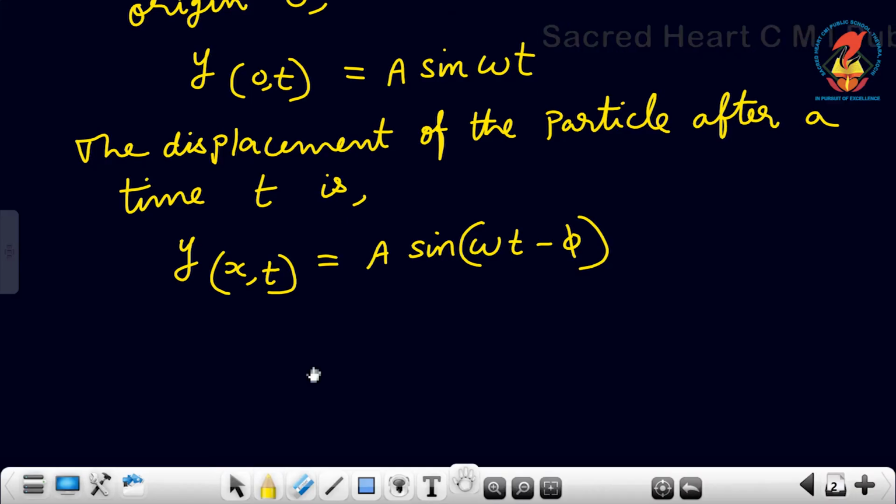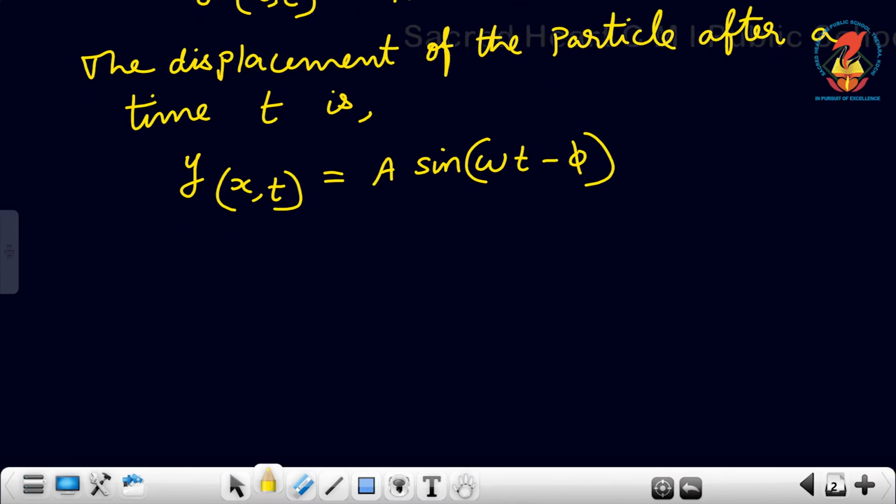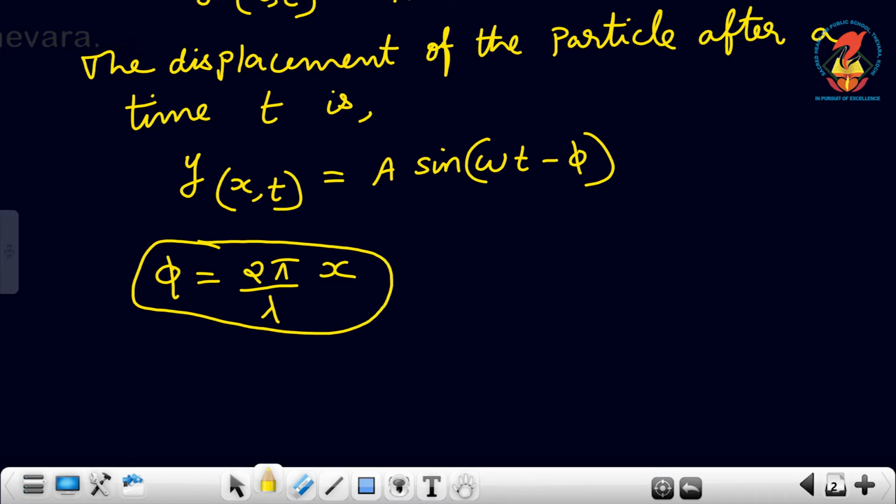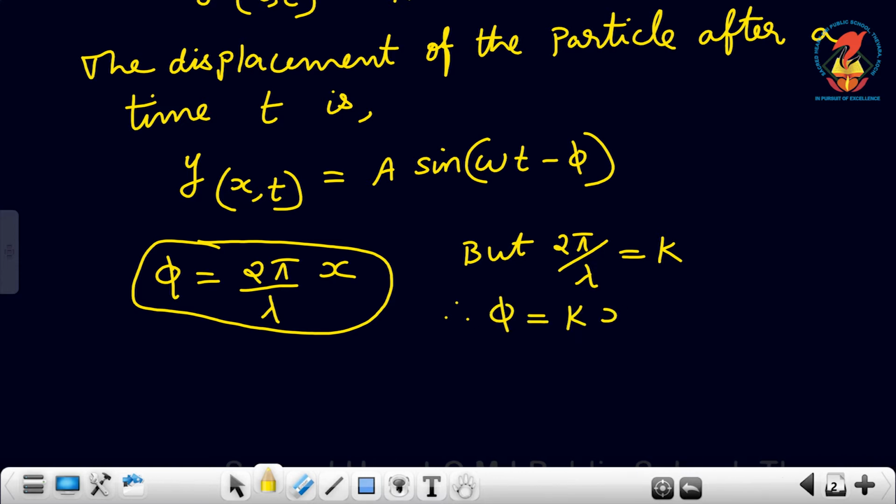Okay. There is one relation connecting phase difference and path difference. Phi is equal to 2 pi by lambda into x. x is that displacement, or x is called path difference, and phi is the phase difference. So this is the relation connecting phase difference and path difference. But 2 pi by lambda is equal to k, the propagation constant. We studied it in the last section. 2 pi by lambda is equal to k. Therefore, phi is equal to k into x.